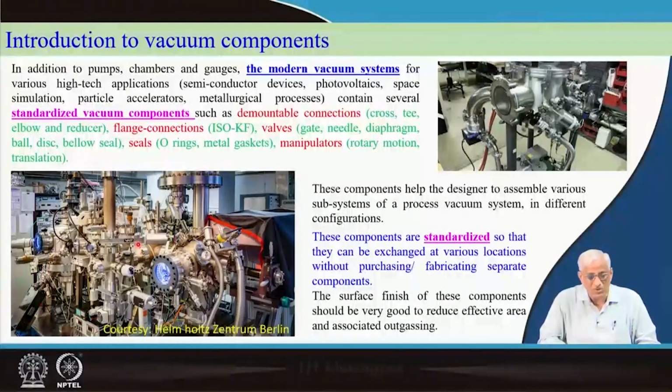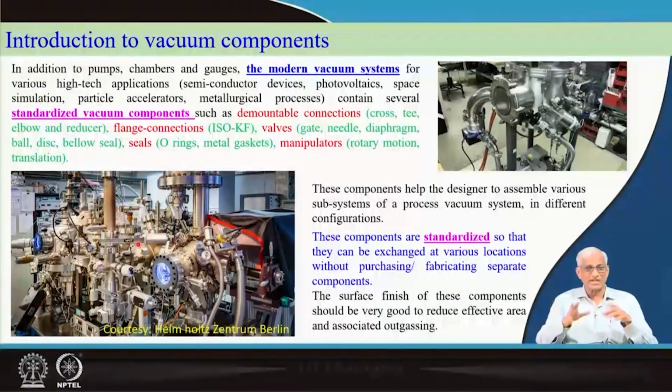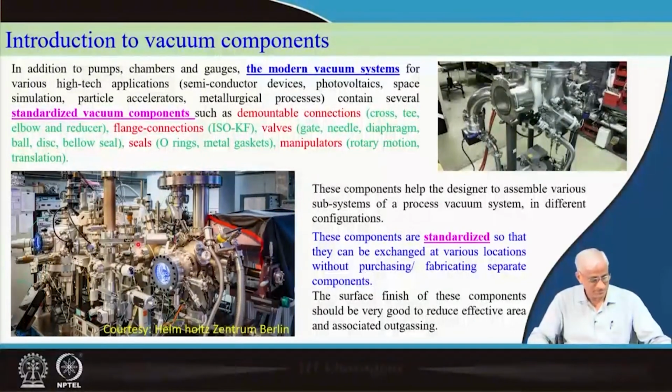Okay. So, this is how the components are playing a very important role in making a vacuum system, and if they are standardized, we can reuse them anywhere, and if they are having good surface finish, they will not spoil the vacuum, they will only be useful in connecting or controlling the process.